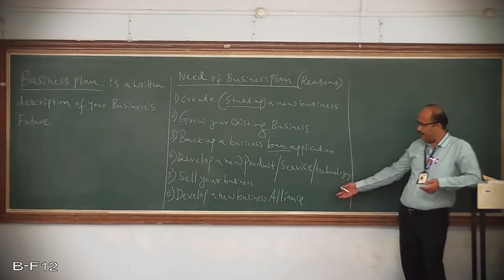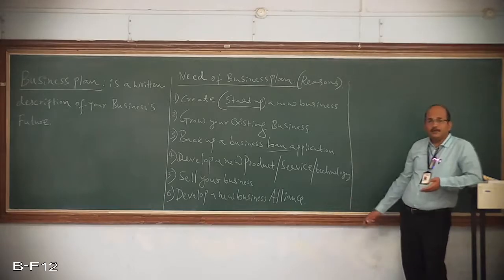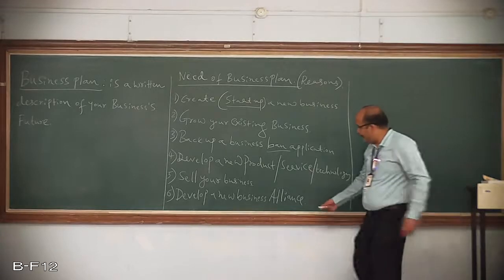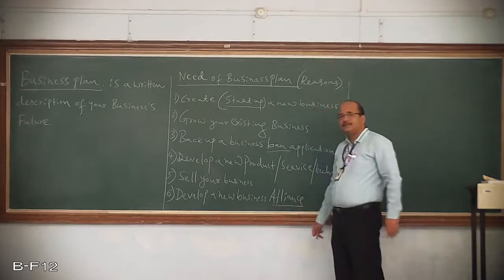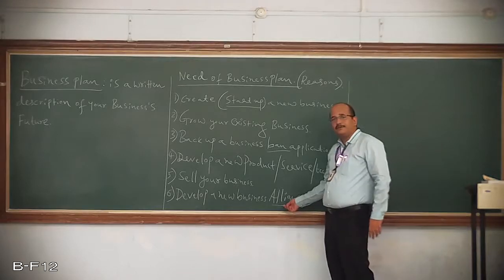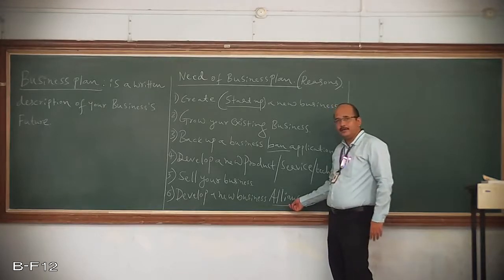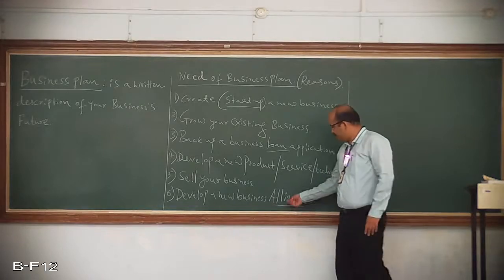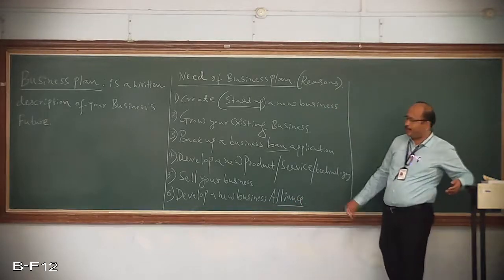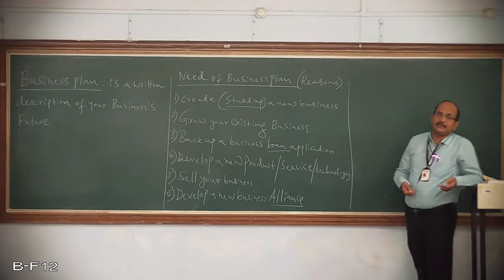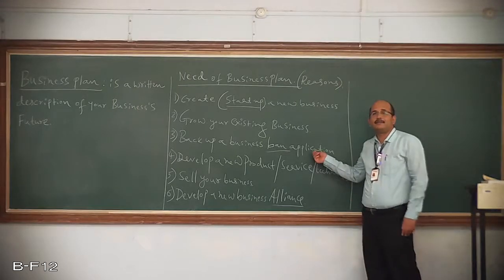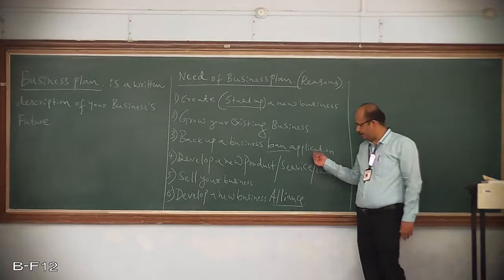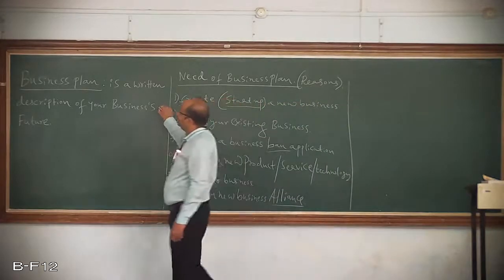Most of the companies during LPG 1991, during liberalization, privatization and globalization, made alliances to start a new business, like Maruti and Suzuki, like Hero and Honda, together they have started. So that is an alliance. If you want to develop a business alliance, then also you need a backup, financial backup and all the things. So that is written in the business plan.